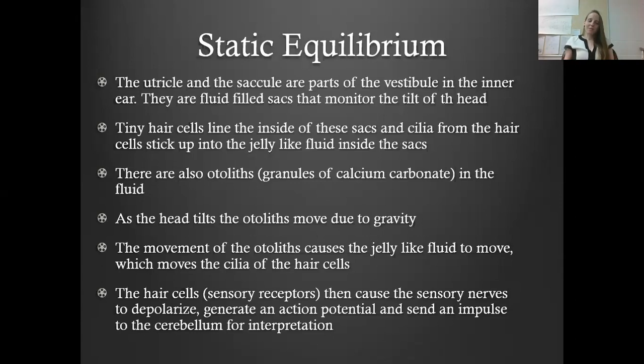The static equilibrium is determined in the vestibule. So the utricle and saccule are fluid-filled sacs that monitor how your head is tilted or positioned relative to gravity. Inside of these sacs, you have tiny hair cells with cilia that stick up into the jelly that is filling the sac. And floating on top of the jelly are little granules of calcium carbonate called otoliths. And what happens is when you tilt your head, for example, those otoliths are going to shift because of gravity.